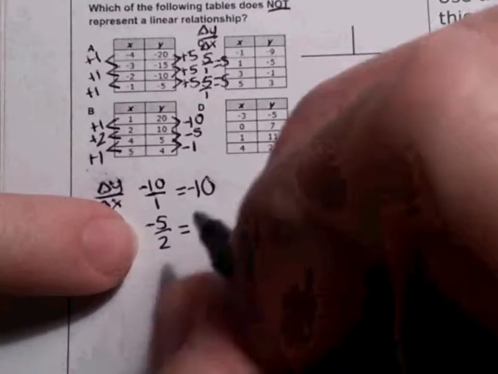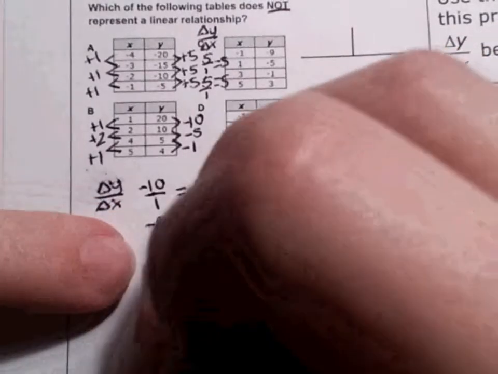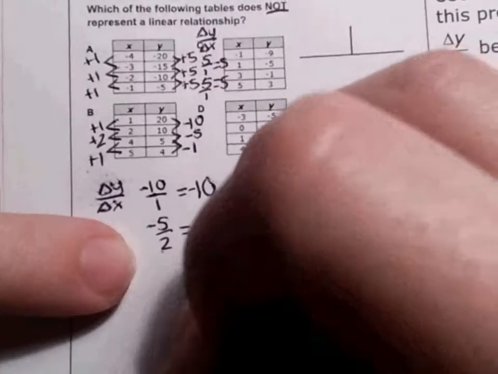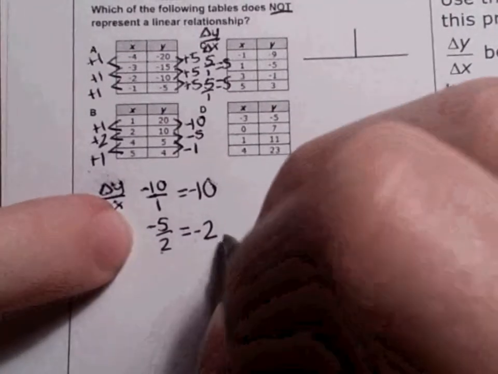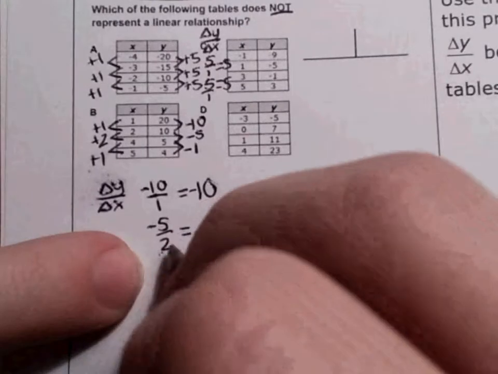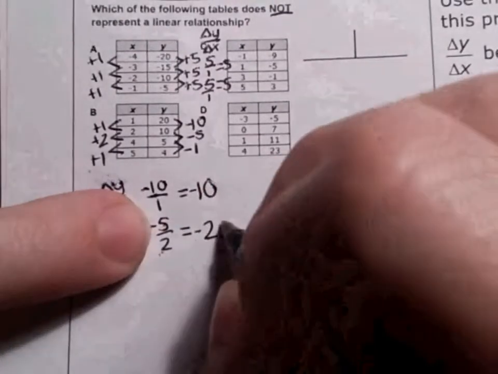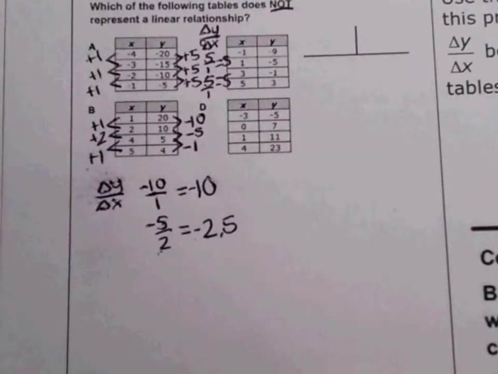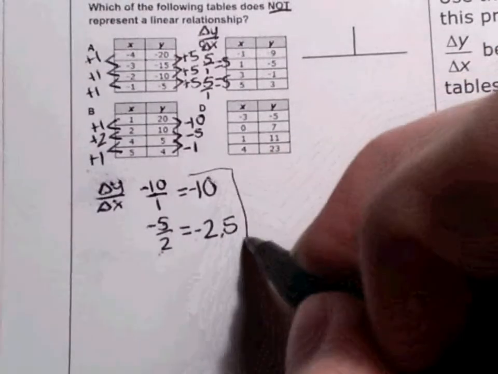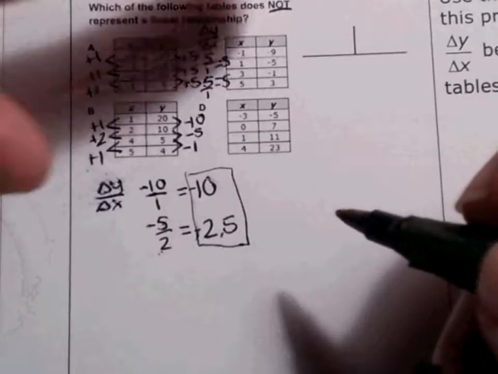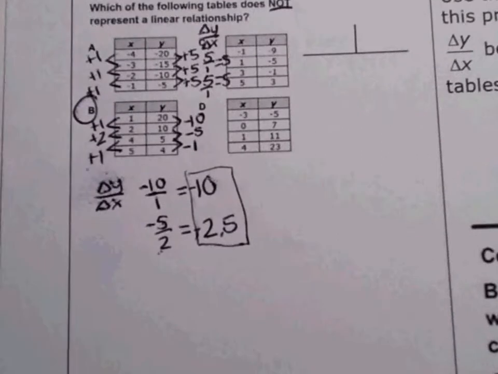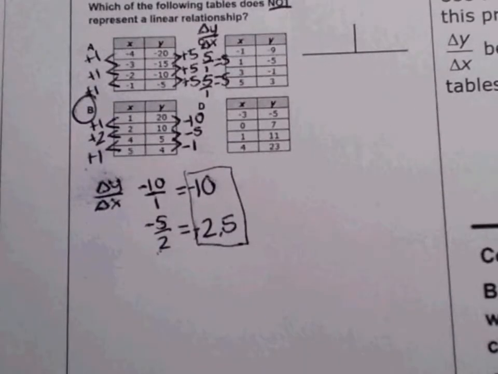Let's go ahead and do the math. How many times can 2 go into 5? I know that's 2. I know it's going to be a negative number because a negative divided by a positive, if the signs are different, is going to be negative. And if 2 can go into 5 two times, and then I have a half left over, so -2.5. Now do you see that these numbers are not the same? So I know that this is not representing a linear relationship. So B is going to be my answer. Now I'm going to go ahead and stop there.